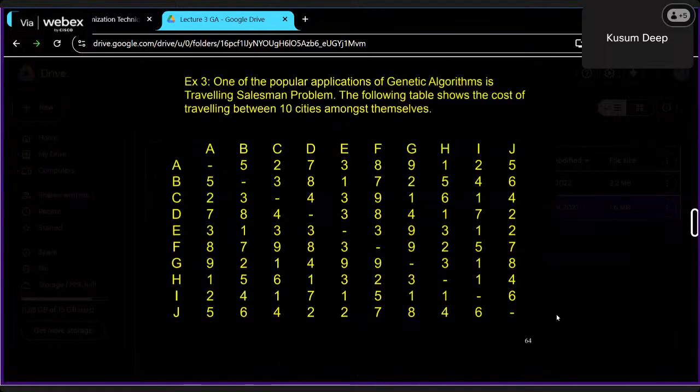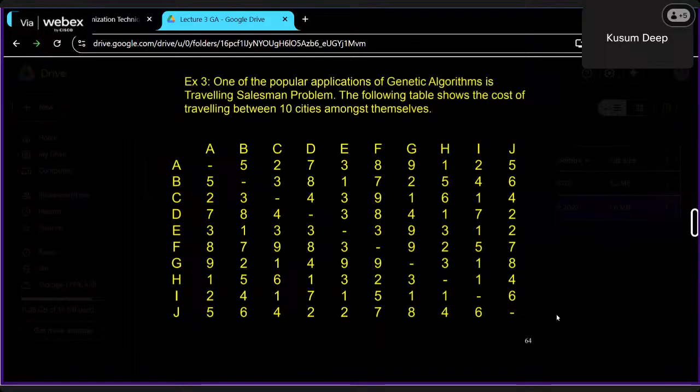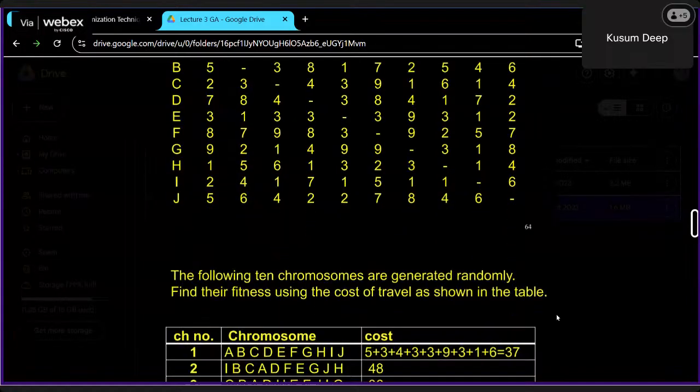Traveling salesman problem is a problem because it's an ordering problem. So the way in which this crossover will be defined should be slightly different.